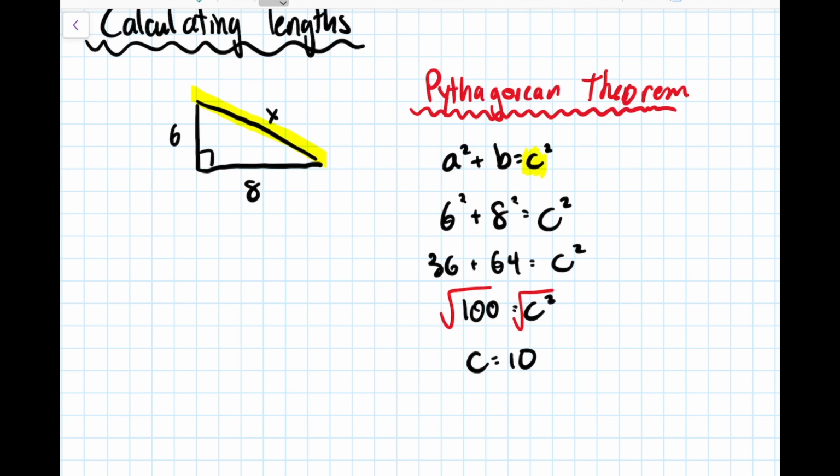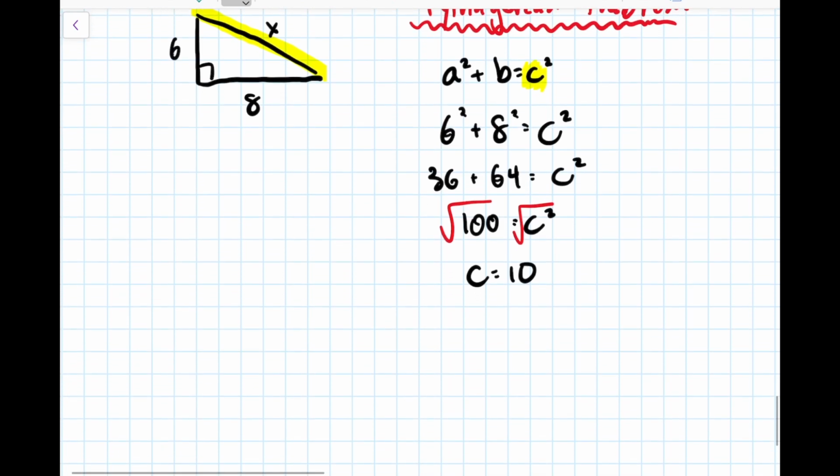Thinking back to some of the stuff we did in chapter 5, or chapter 4 even, technically when we square root both sides here, we should be considering plus and minus, right? But the thing is that we're dealing with physical lengths, so there's no way for it to be negative 10, so we don't actually have to worry about the plus or minus, but it is something to remember it exists.